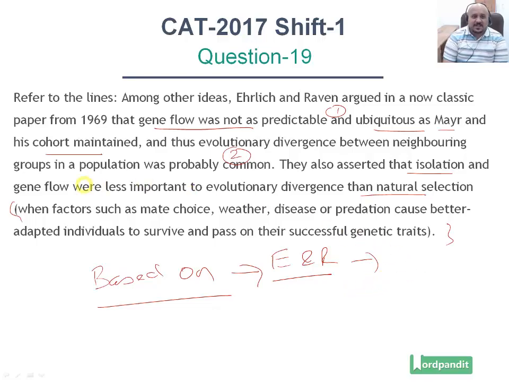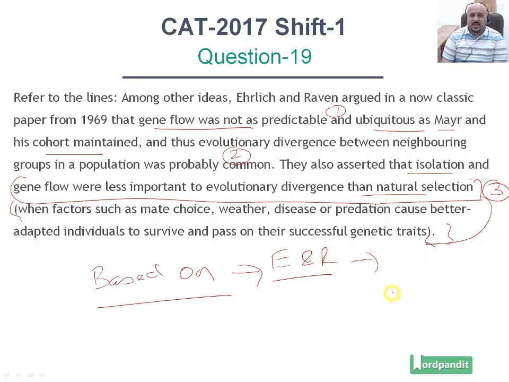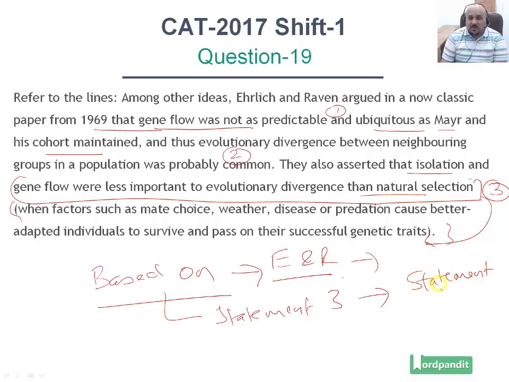Is it based on the fact that gene flow was less important to evolutionary divergence than natural selection? Is it based on this fact? Let's label it fact number 3, which has been given to us. Or is it based on fact number 1, that gene flow is not as predictable and ubiquitous as Mayr and his cohort? Remember, the basis of the argument is statement number 3. Their argument is based on statement number 3. Statement number 1 is the fallout of that. They basically argued that natural selection is the important criteria.